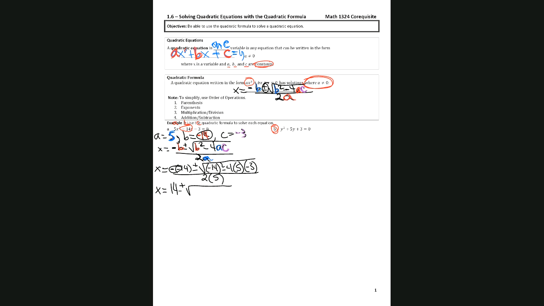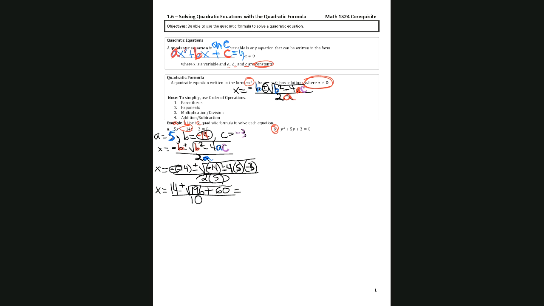Then I'm going to square the negative 14. And this is very important that you put the negative inside parentheses. And so that will give us 196 positive. Then I'm going to multiply the negative 4 times the 5 and then times the negative 3. So that's going to give me a positive answer, and that will be positive 60. So all of that is divided by this part right here, 2 times 5, which is 10.